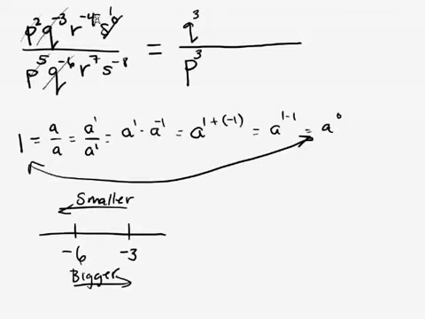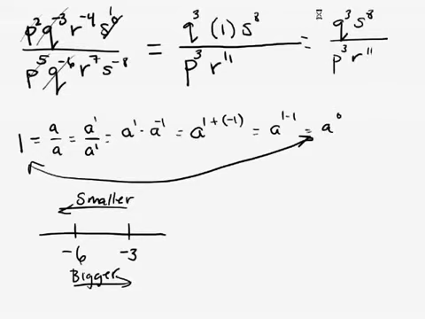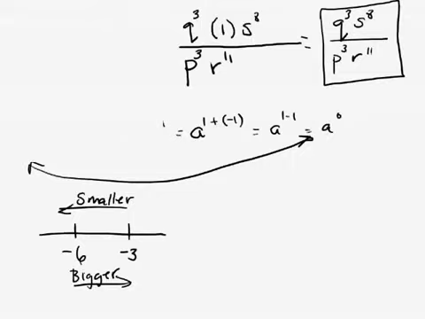So r to the negative 4 goes down because it's smaller, and that becomes r to the 7 plus 4, which will be r to the 11th, and s to the 0 is just 1. And s to the negative 8, well, you move the s to the negative 8 to the top, and that becomes s to the 8th. And that makes your final answer q cubed s to the 8th all over p cubed r to the 11th. Okay?